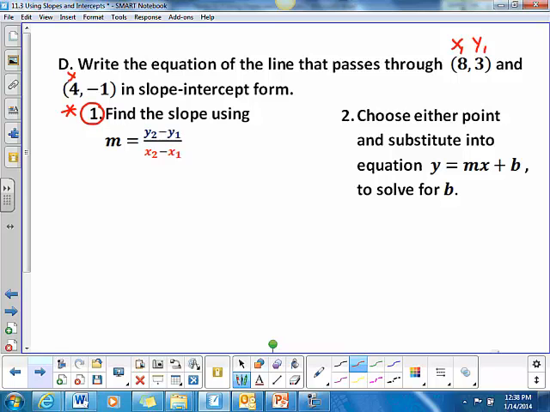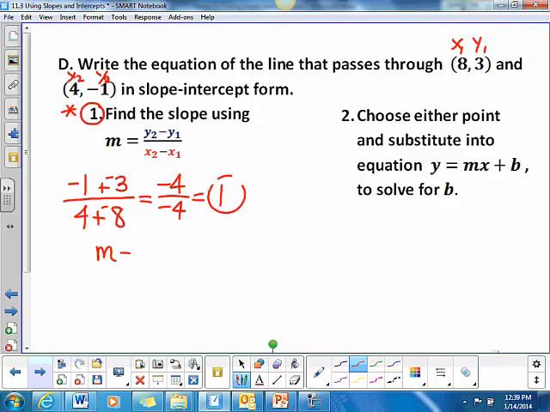So I'm going to go ahead and label these. Okay? So y2, negative 1, minus y1, 3, divided by x2, 4, minus x1, 8. Okay. I'm going to go step by step, just so you can see what's going on. Negative 1 plus negative 3 is negative 4. 4 plus a negative 8 is negative 4. Negative 4 over negative 4, that's the same thing as 1. So m equals 1. That's my slope.